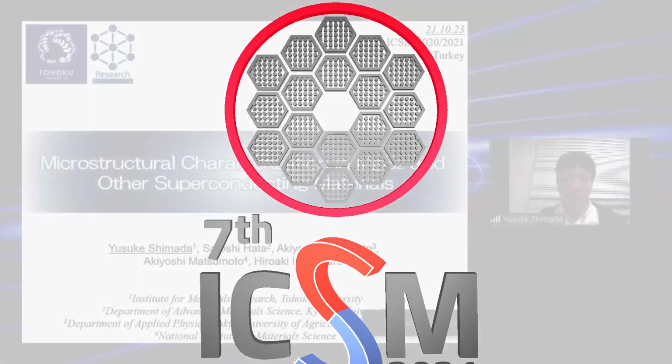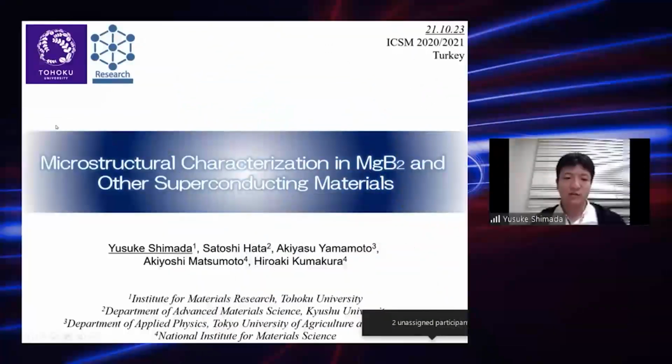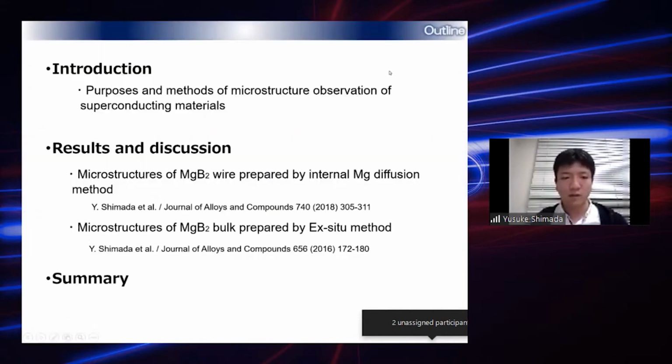So today my presentation title is Microstructure Characterization in Magnesium Diboride and other Superconducting Materials. Let me start with the introduction of the purpose and method of microstructure observation of superconducting materials. So we will make clear the microstructure factors of polycrystalline superconducting materials.